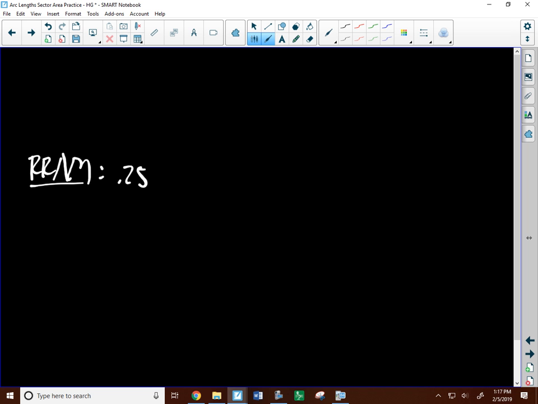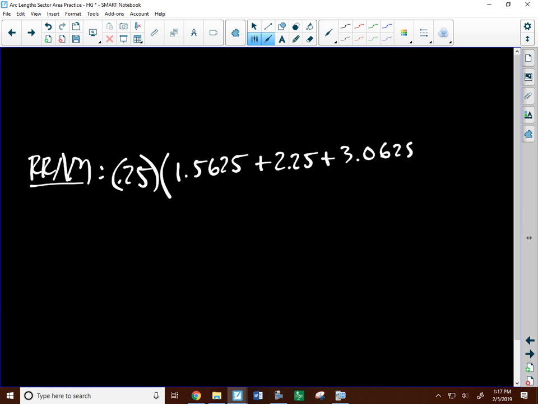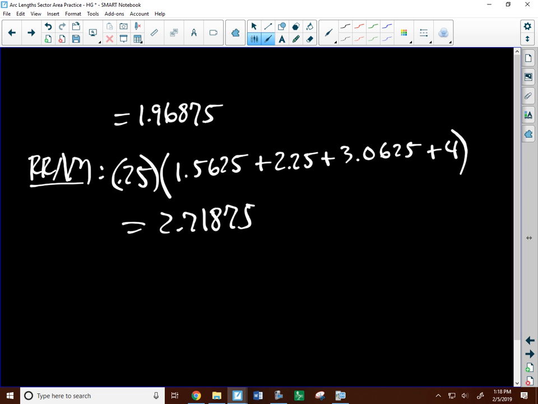So we still have the 0.25, and then we start at 1.25. So it would be 1.562 for f of 1.25, and then we do f of 1.5, which is 2.25. Then we do the 3.0625, and then f of 2, which is 4. Okay. So if you do the left RAM, I know I just erased, but you should get 1.96875. And for the right RAM, 2.71875.